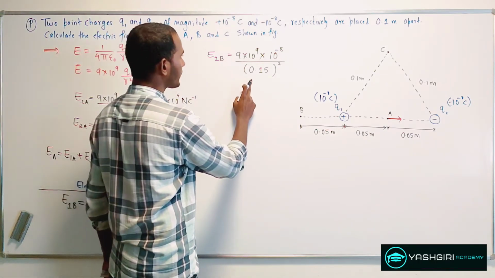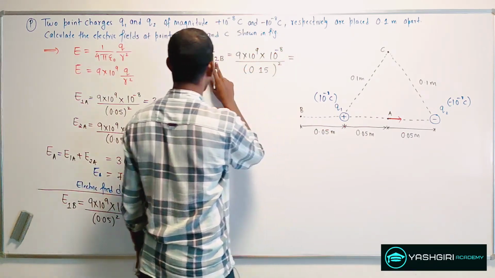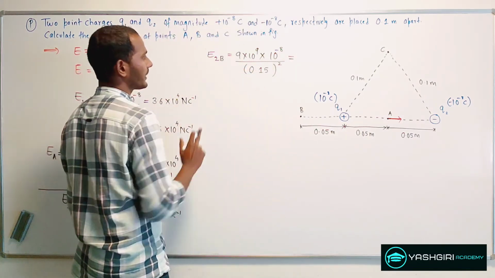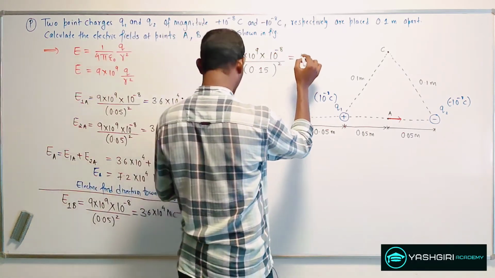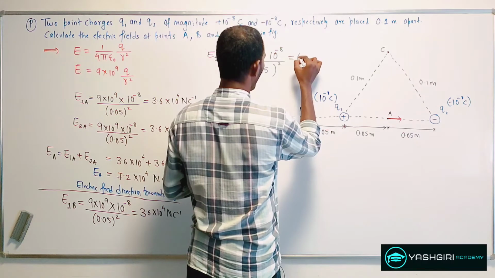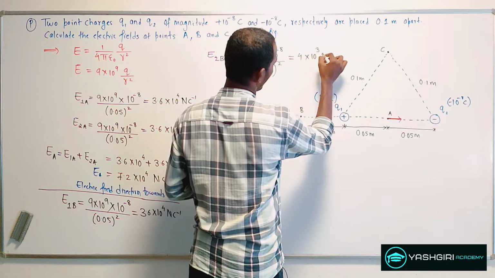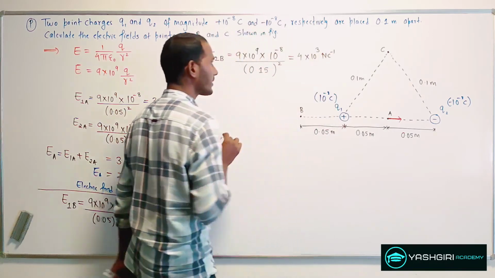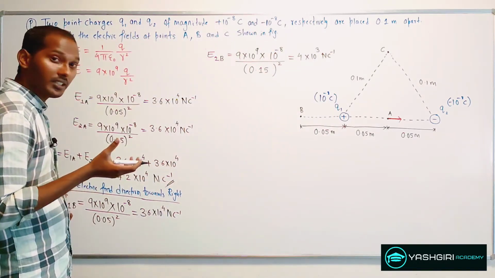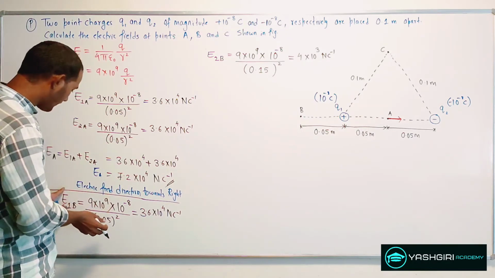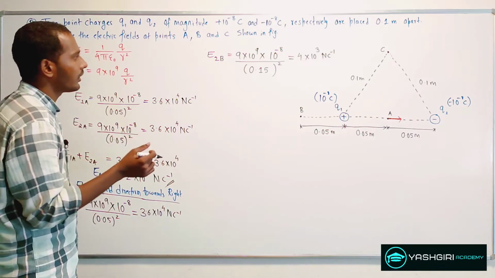All right. So when you solve this, the electric field at position B due to the second charge will be 4 into 10 to the power 3 Newton per Coulomb. So that's the answer. Now here, let me first calculate the magnitude, and then see the direction.